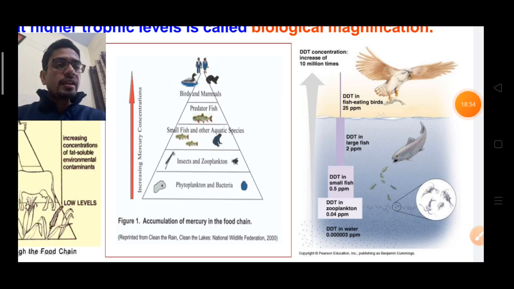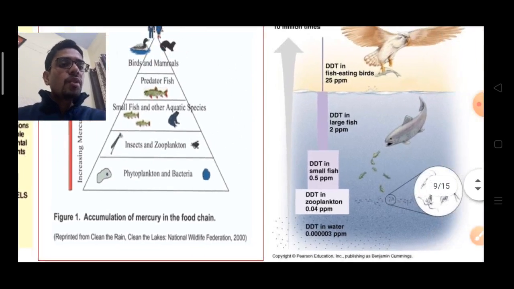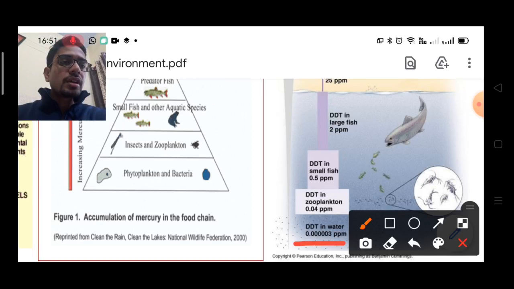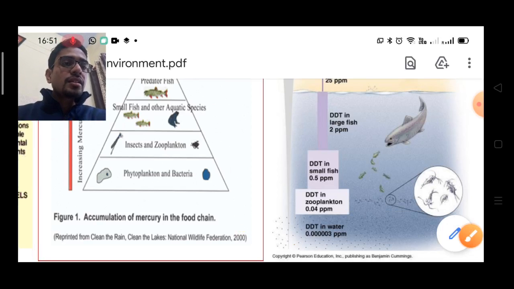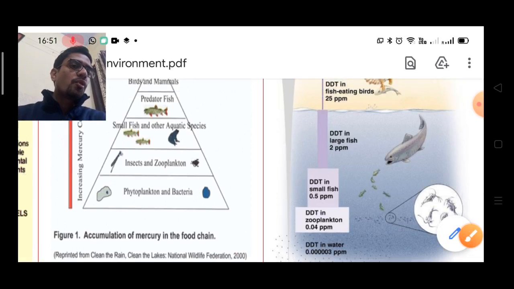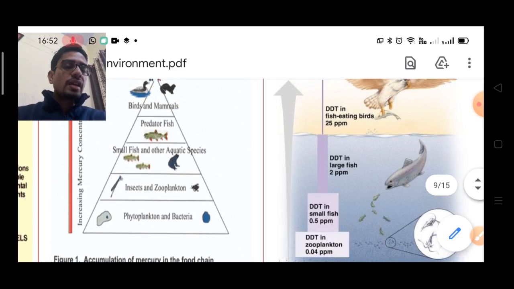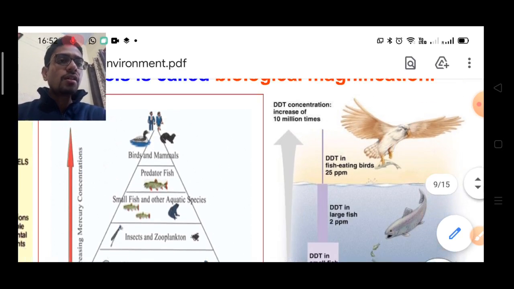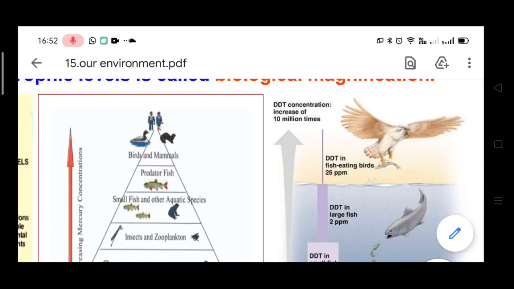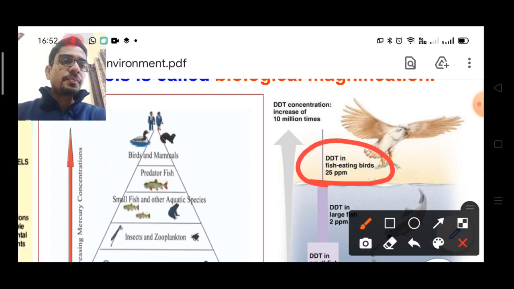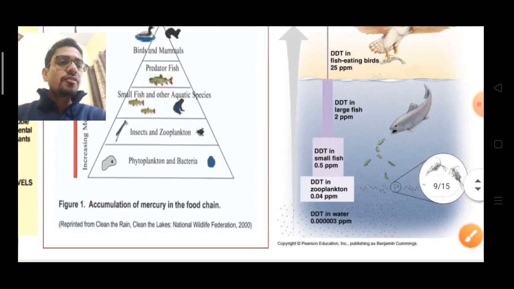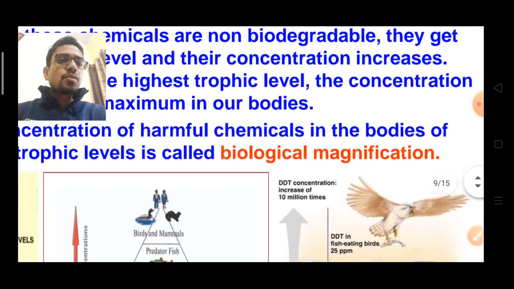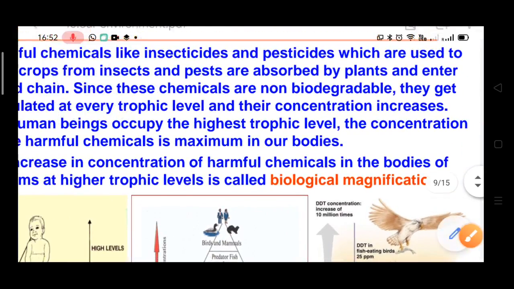We talk about DDT, which is also a harmful chemical. So for example, if DDT in water is very less, 0.0003 parts per million, then zooplankton will have 0.04 and small fishes have 0.5. As you can see, the concentration of DDT is increasing at every trophic level, and the hog, which is at the highest trophic level, has the highest amount of DDT in its body, because it is getting energy and food from all other trophic levels. So you have to learn what is biological magnification.